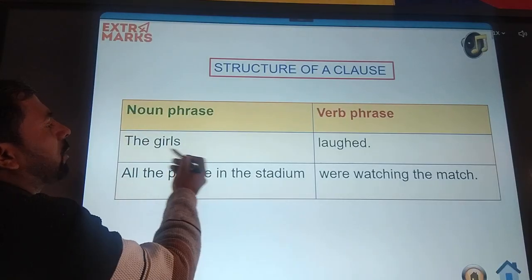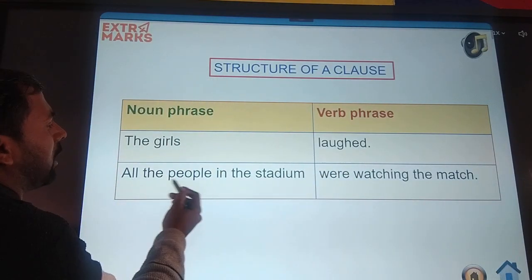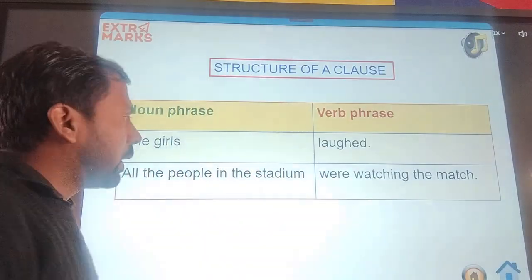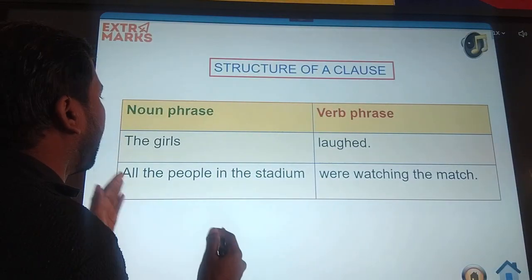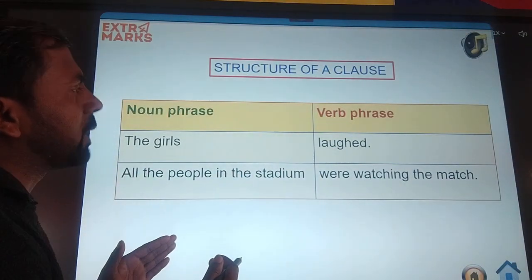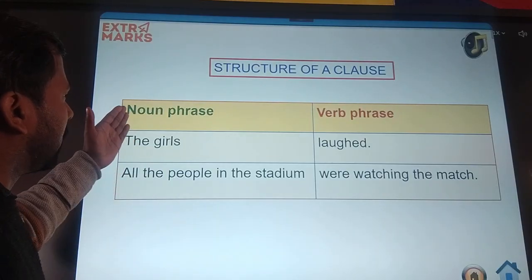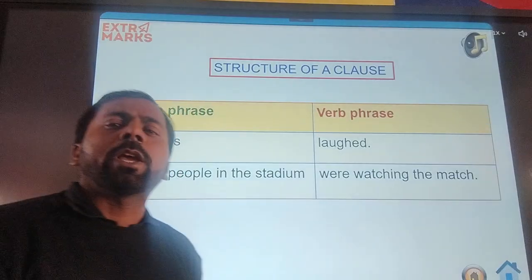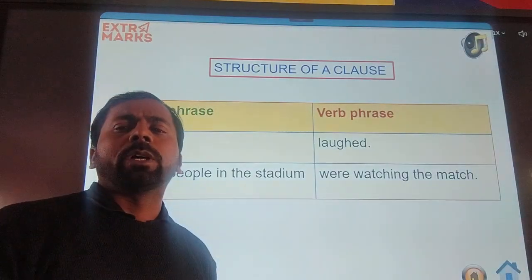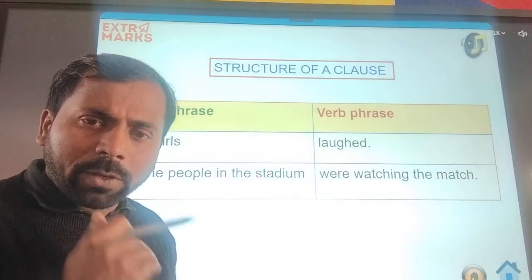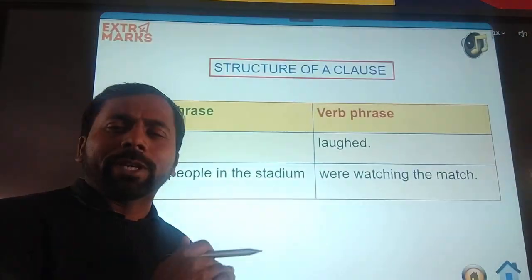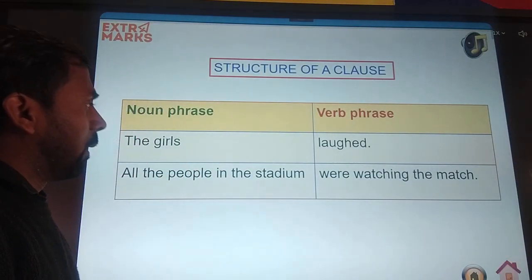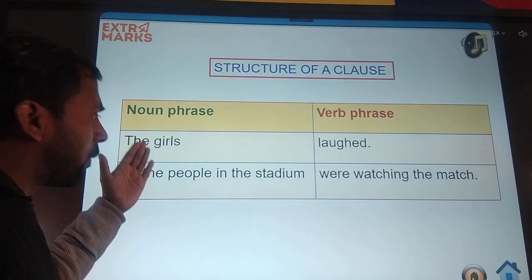So you can see here, the girls laughed. All the people in the stadium were watching the match. It is a sentence, and we can divide this sentence into two parts: one is the noun phrase, second is the verb phrase. A noun phrase includes more than one word, and if it works like a noun, then it is a noun phrase. Clear? And next you can see, the girls is a noun word.